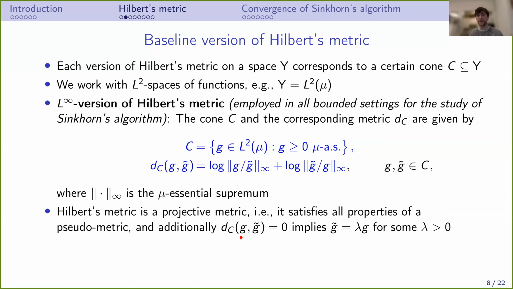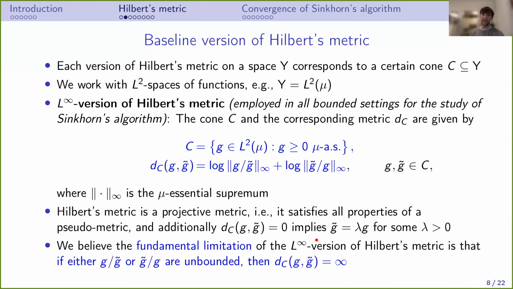The only thing that's missing is that if the metric between two functions, g and g tilde, is 0, this does not necessarily imply that g equals g tilde, but it only implies that g tilde is equal to some positive scalar multiplied by g. So this is how the term projective distance comes from, because the magnitude of the functions is not important, and only, let's say, the structure of the functions is important. So as long as two functions have the same shape but different magnitudes, the distance will still be 0.